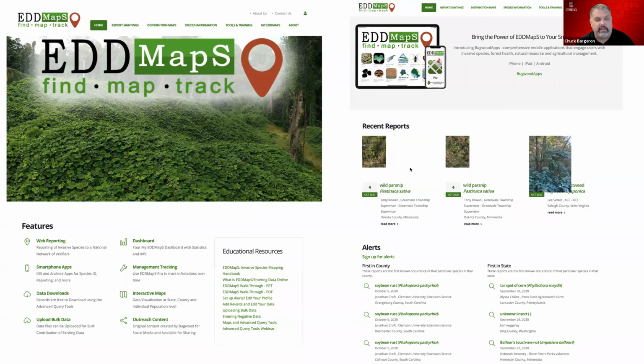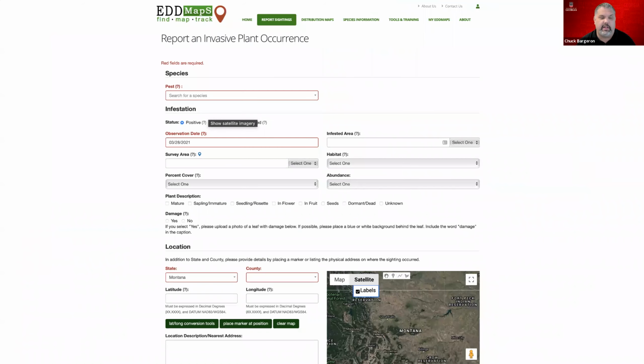Another project that we have is called EDDMapS. What we do with EDDMapS is document and track different invasive species, using the EDDMapS tools and smartphone apps, as well as website reporting for all taxa. There's the concept of, if you see something, say something, and that very much applies to the invasive species world.